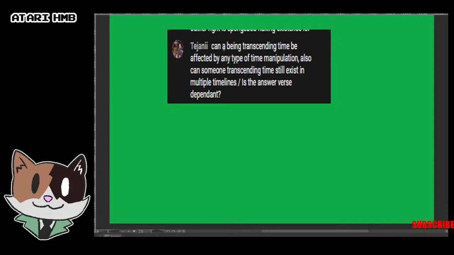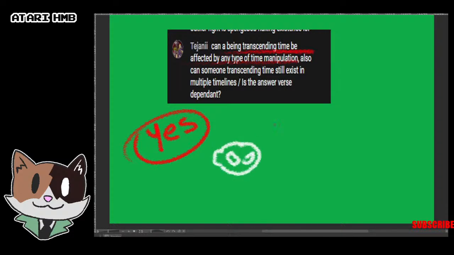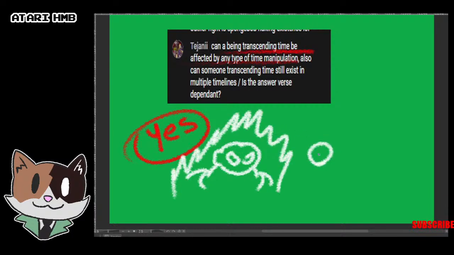Well, let's answer the first part. Can any being transcending time be affected by any type of time manipulation? Yes. To answer that is because it depends on who is in control. Jiren the Grey doesn't have any time manipulation abilities in Dragon Ball. All we know is he's big, beefy, and muscular, but he has no time manipulation. Hit does, but Jiren is so strong that time, at least coming from Hit's manipulation, doesn't mean anything to him.